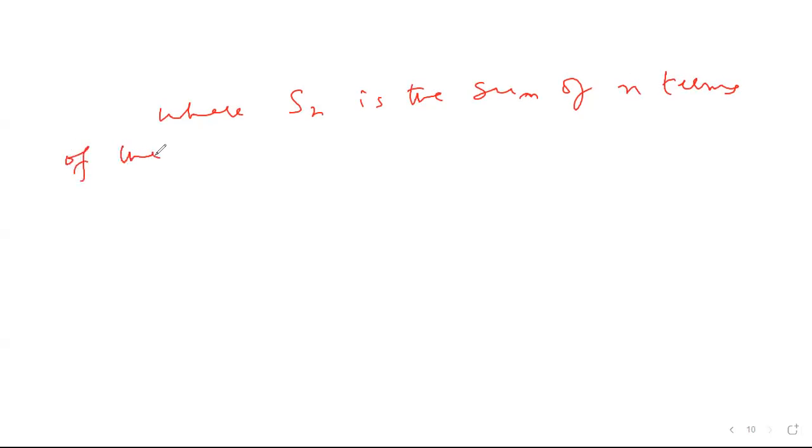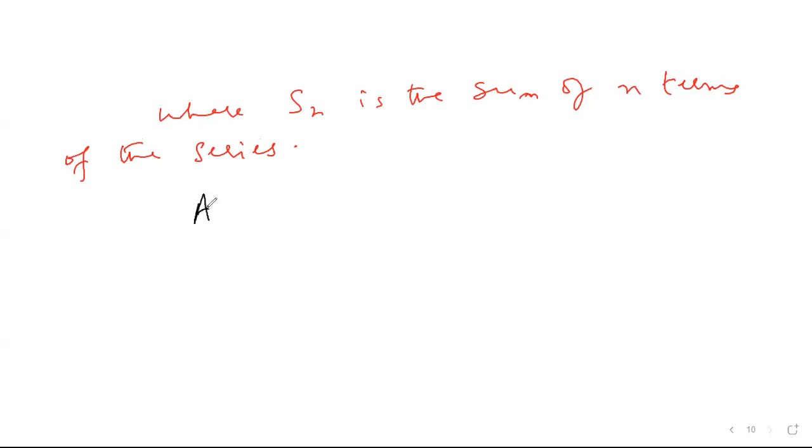Where Sn is the sum of n terms of the series. Right?